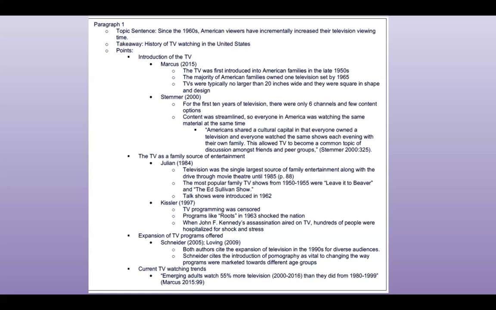So as you can see, I won't read through it all, but you see where they have points, and below that, one of them is the introduction of TV. From there, they have their source, and then they have some points that they've read in their source that they plan to use in their essay. If you look a little further down on that next bullet point, you'll see that they even have a direct quote included. And what they've done here is they have content was streamlined, so everyone in America is watching the same material at the same time.